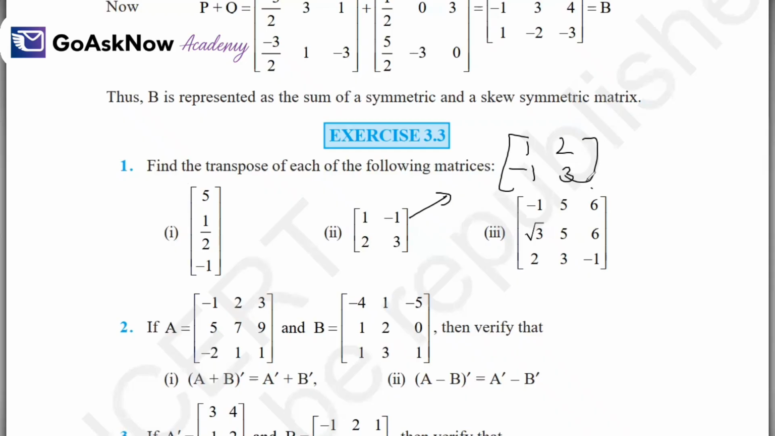Just find (A + B)'. That is, you have to add the A and B matrices here, and then take the transpose. Then you take the transpose of A individually, and the transpose of B also, and add them separately. So you will get (A + B)' equal to A' + B'. Just do this, and you can verify that it is true. We have done it yesterday. Let's move to the next question.